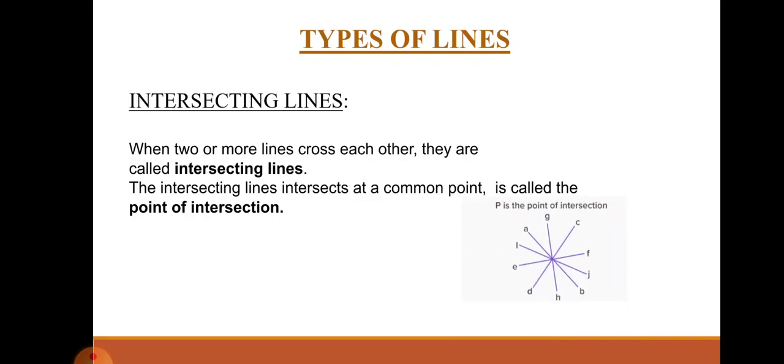Let us see here. There are so many lines here, and all these lines are intersecting each other. They are crossing each other, and all are meeting at one point. That point is known as the point of intersection. Here you can clearly observe the point of intersection O. This is line P, this is line Q, and line P and line Q are intersecting at O. That point is known as the point of intersection.